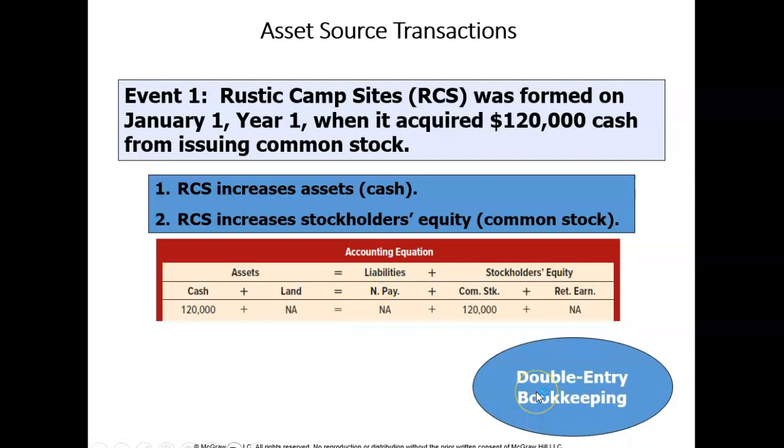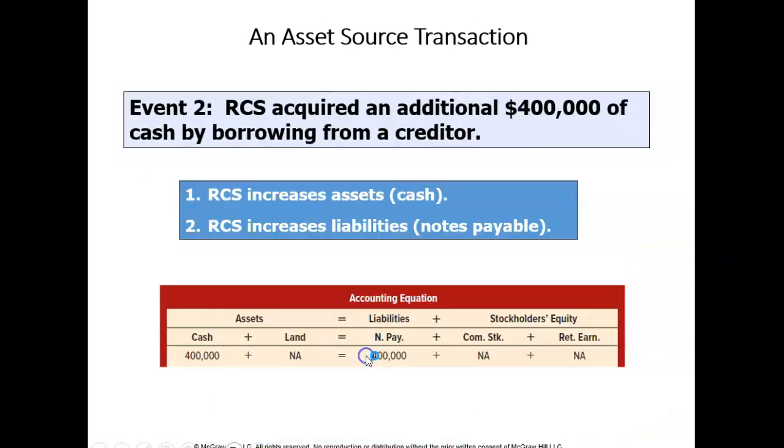That's known as double entry bookkeeping, which means that for every transaction, at least two accounts are going to be impacted. For this example, those two accounts were the cash account as well as common stock. Want some more? Okay. Next transaction. Acquire an additional $40,000 of cash, this time by borrowing money from a creditor.